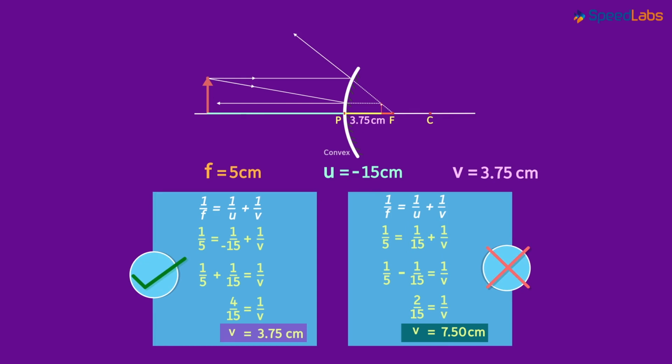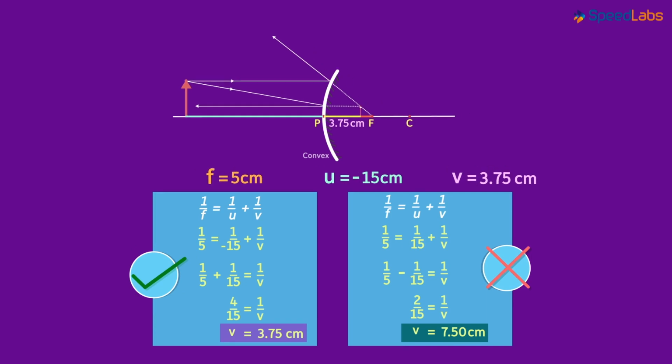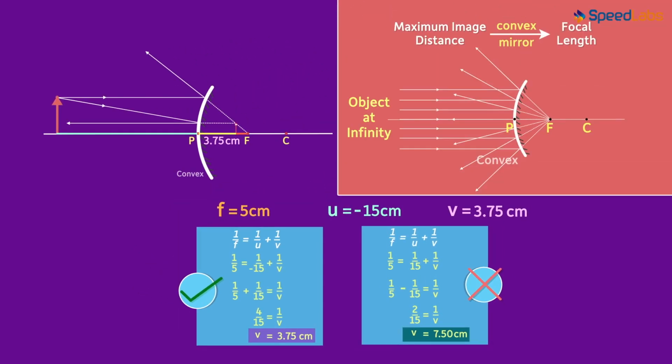There's another way to tell that this is incorrect. We know from our previous videos that the maximum distance of the image from the convex mirror is the focal length. This means that the image of a convex mirror cannot be formed behind the principal focus. The maximum distance at which this image can be formed is the focal length, and that is when the object is at infinity. So here, V cannot be 7.5 centimeters. This value is greater than the focal length, which is 5 centimeters.